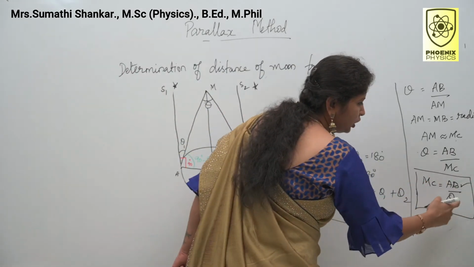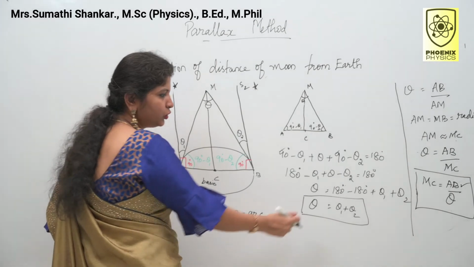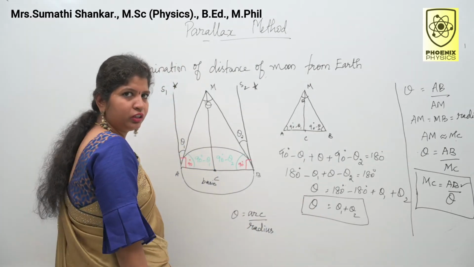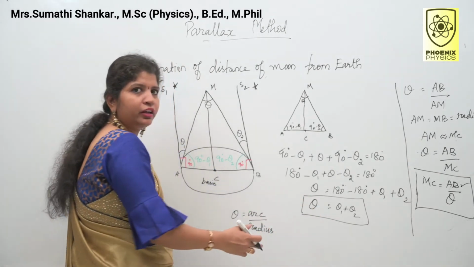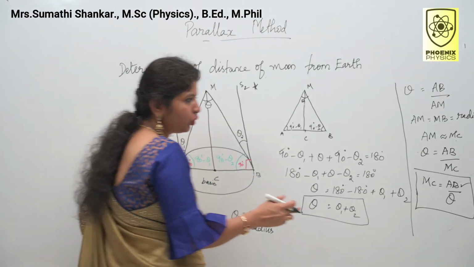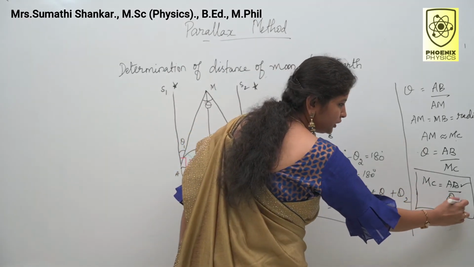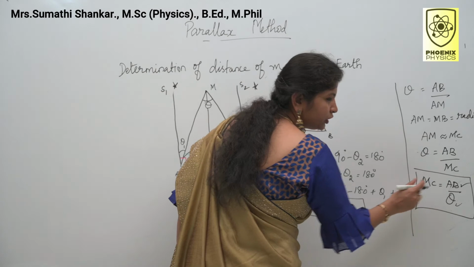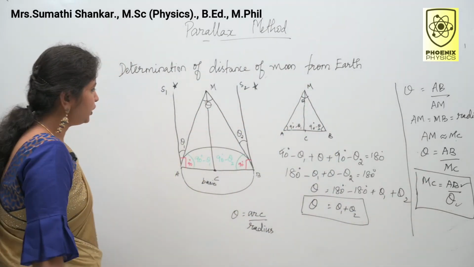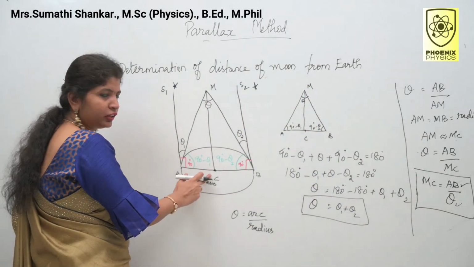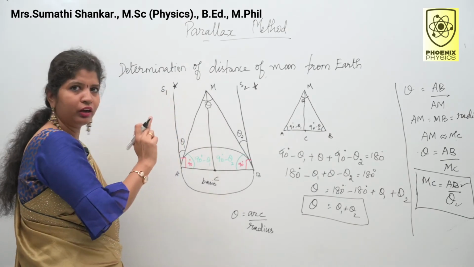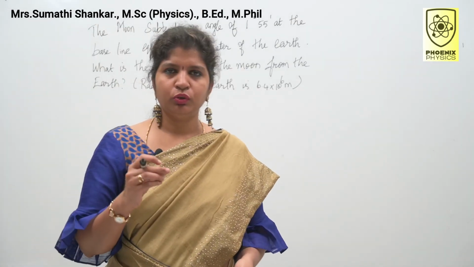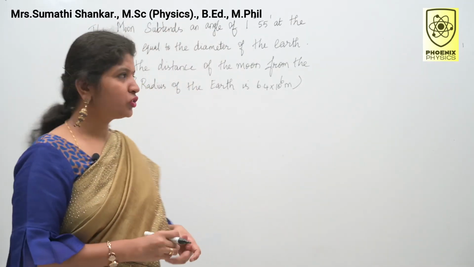Substitute the value. How do you calculate theta? Using this formula theta 1 plus theta 2, we can take the reading with the help of astronomical telescope. Substitute the value theta, you can get the value MC. What is our MC? The distance between center of the earth and moon. Up to this clear?